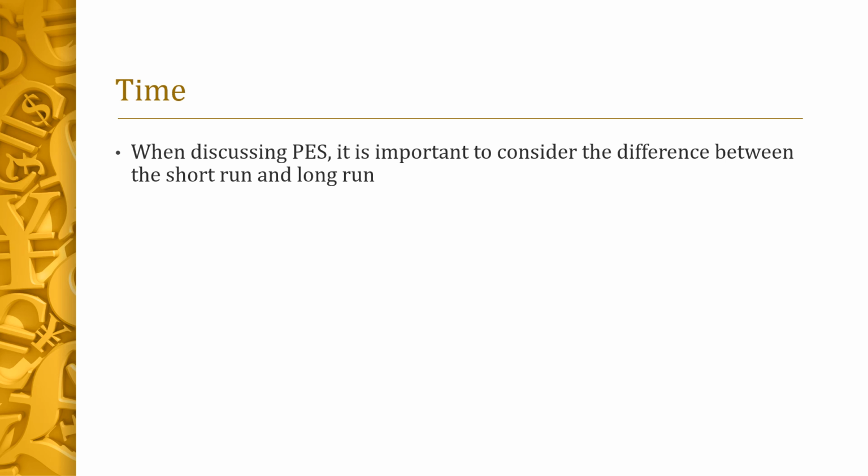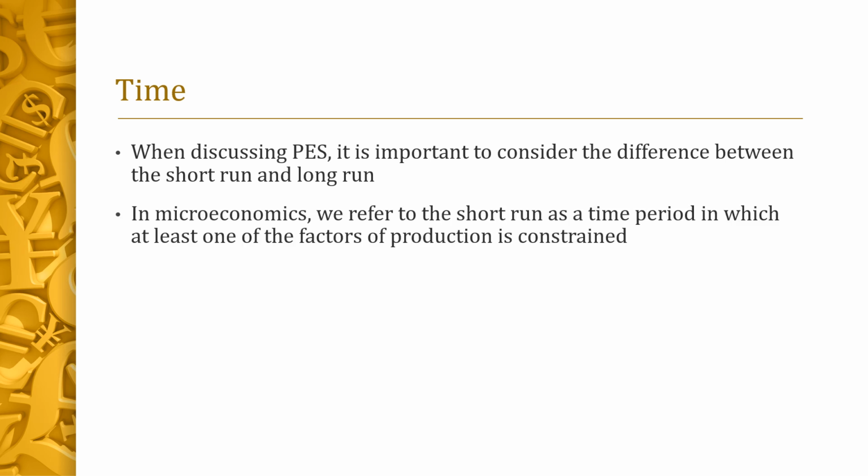When discussing price elasticity of supply, it's important to consider the difference between the short run and the long run. In microeconomics, we refer to the short run as a time period in which at least one of the factors of production is constrained. This is often capital. In the long run, no such constraints exist.